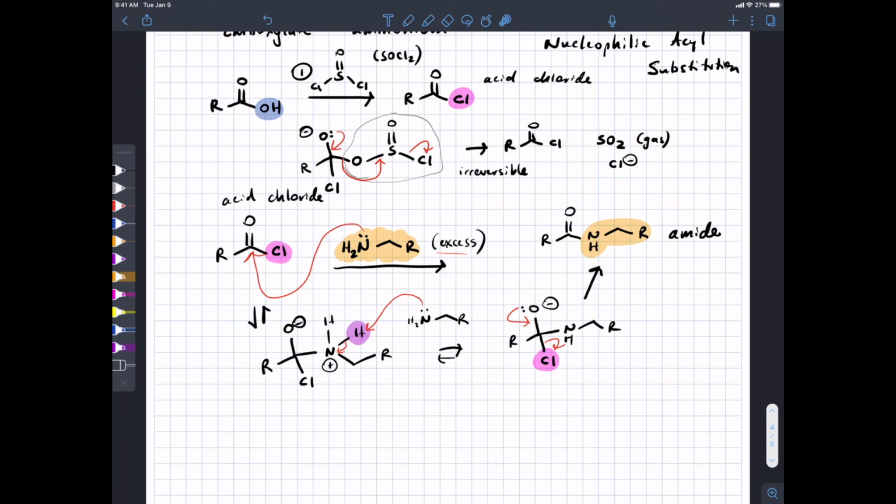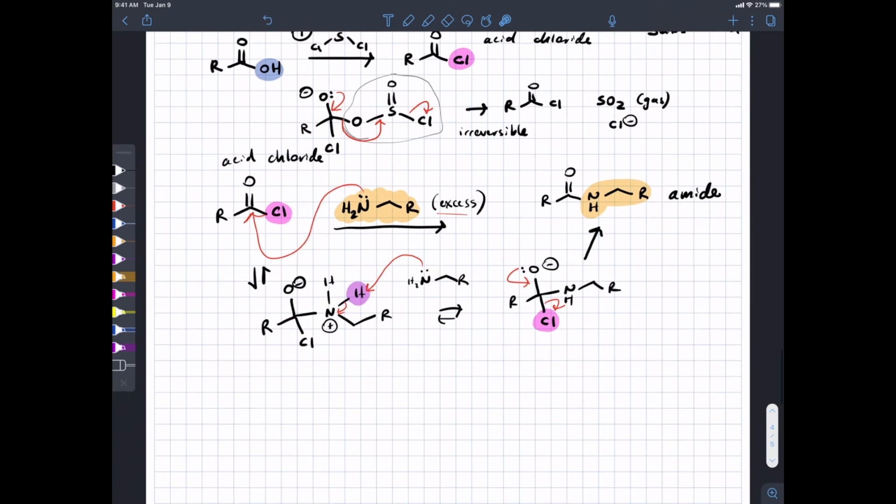It's possible your book shows that, though that seems unreasonable in the sense that Cl- is not a very good base. Its conjugate acid has a pKa of -7, so it's more reasonable for an amine to do. And really, this is the reason why you have to add excess amine.